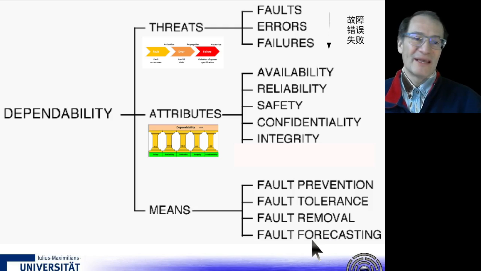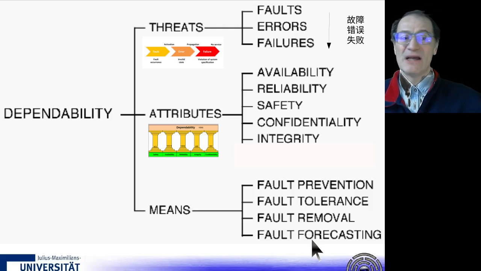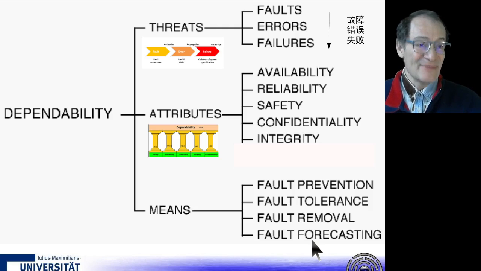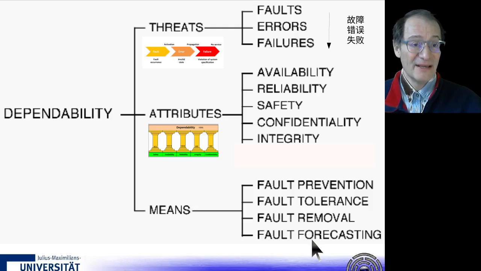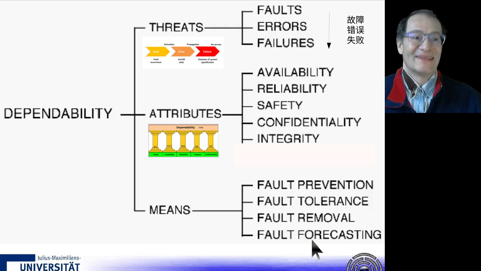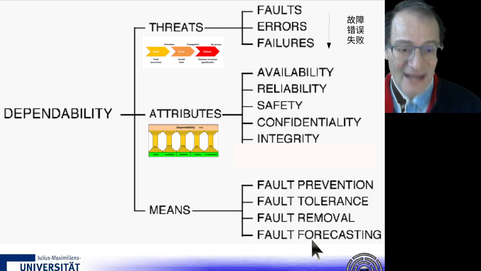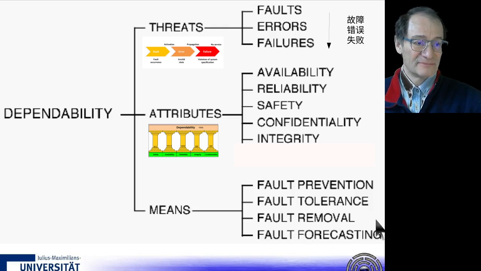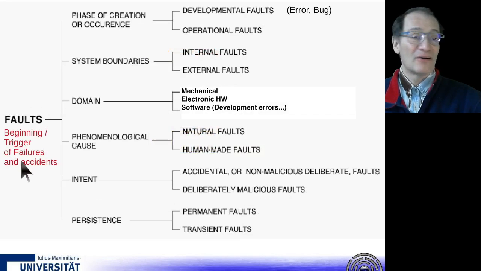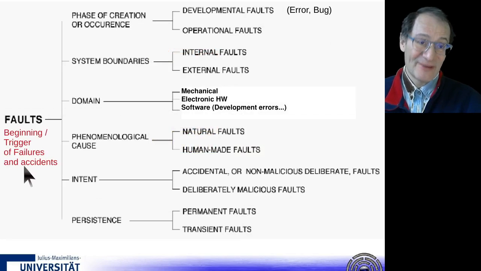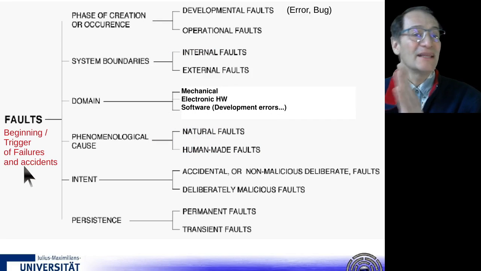Or we know, okay, every component will be able to work, if you look at the statistic, only so many hours. And then before we reach this limit, when these components fail after so many hours, we substitute this component, so we avoid the fault. Of course, we cannot be sure. Anything can fail at any time point. Okay, and here we see everything is going around faults, because fault is the beginning or the trigger of failures or accidents. So everything will begin with a fault, and we have then a chain of events.